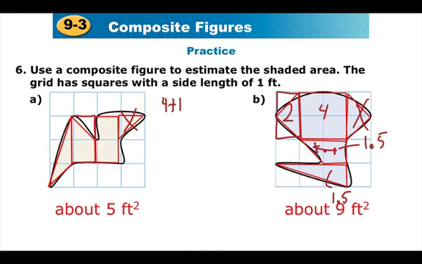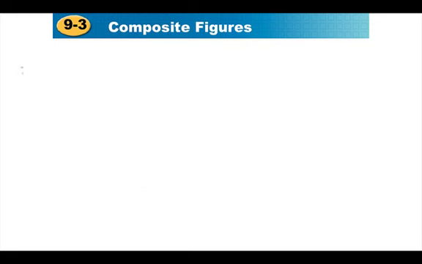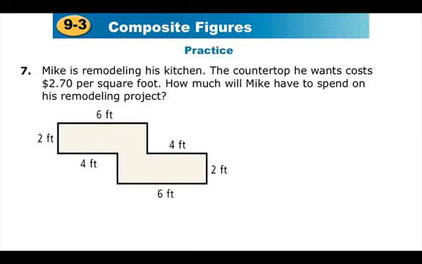You can break it up differently, and your area should be pretty close to the numbers that I have here. Let's go to the last problem. Here's number 7. It says Mike is remodeling his kitchen. The countertop he wants costs $2.70 per square foot. How much will Mike have to spend on his remodeling project?